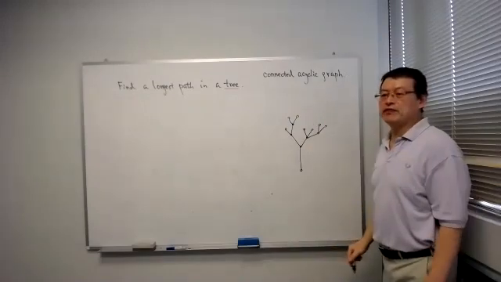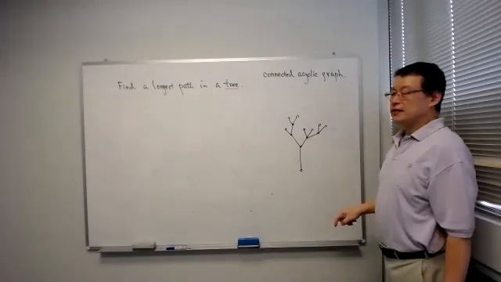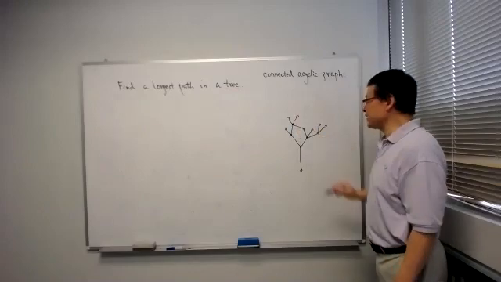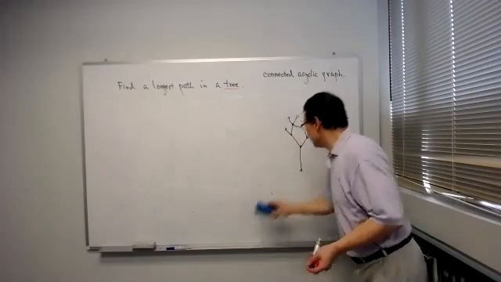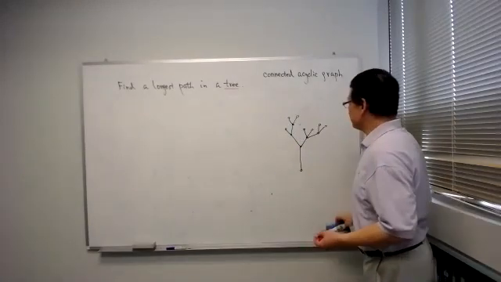That's where its name comes from. It looks like a tree. So there's no cycle. It does not have this kind of cycle. So this is called a cycle. We don't have a cycle and it's connected. So this is called a tree.